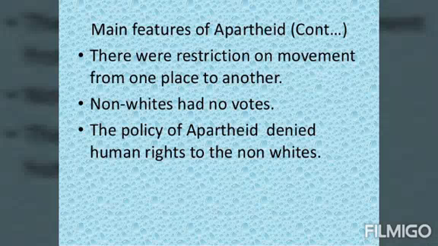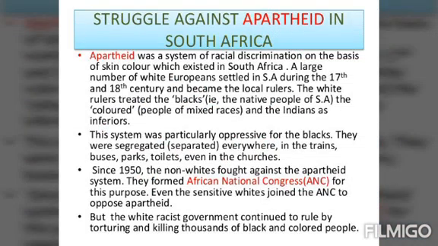So let's start. Democratic constitution in South Africa. Here in this topic and this chapter, the first question is, what is apartheid? Apartheid was the name of a system of racial discrimination unique to South Africa. The system of apartheid divided the people and labeled them on the basis of their skin colors. The main features of apartheid were restrictions on movement from one place to another. Non-whites had no votes. The policy of apartheid denied human rights to the non-whites.